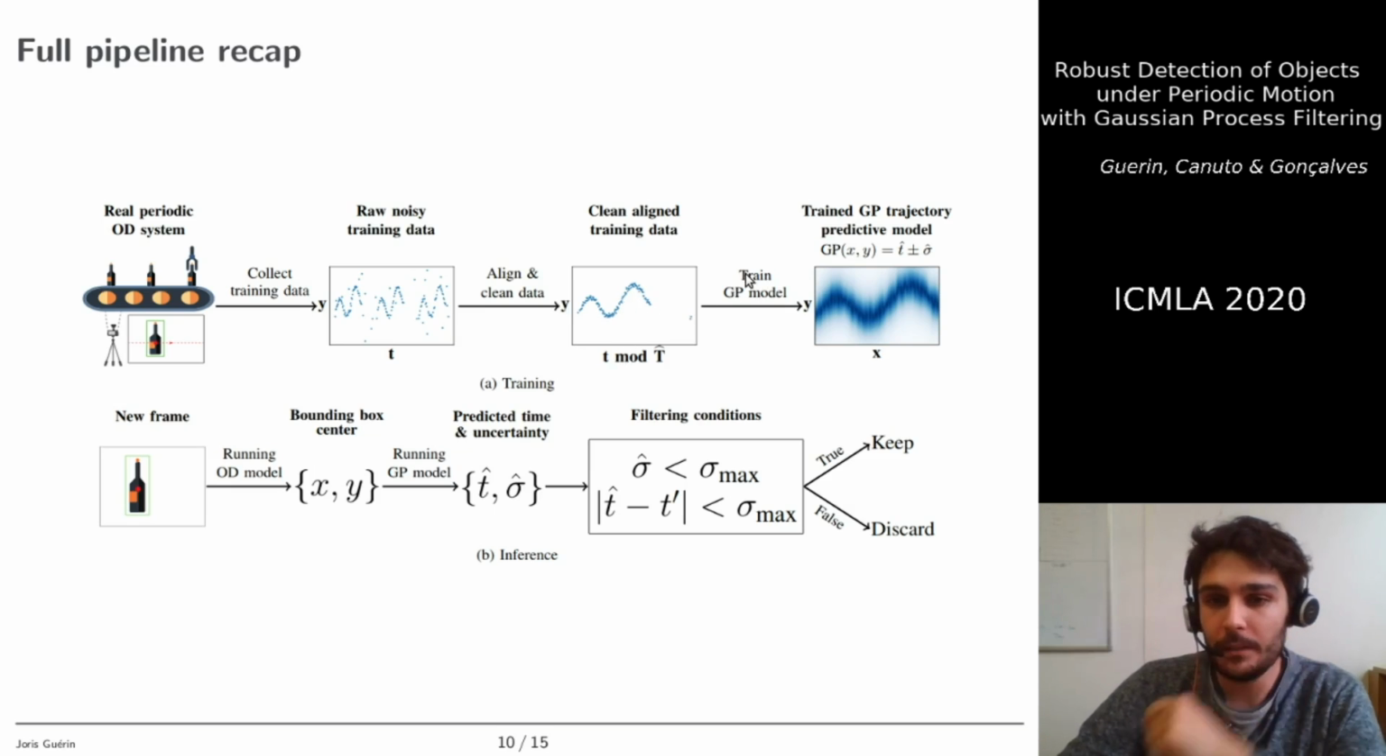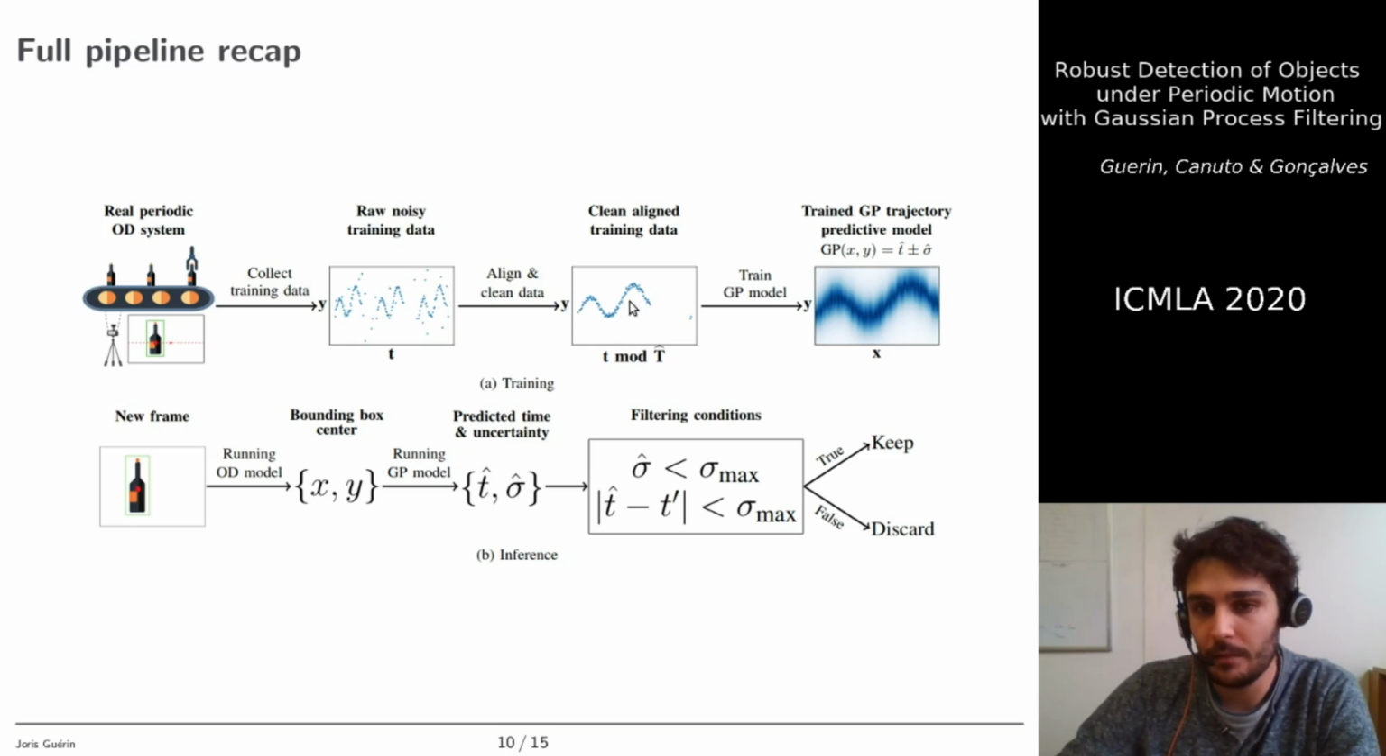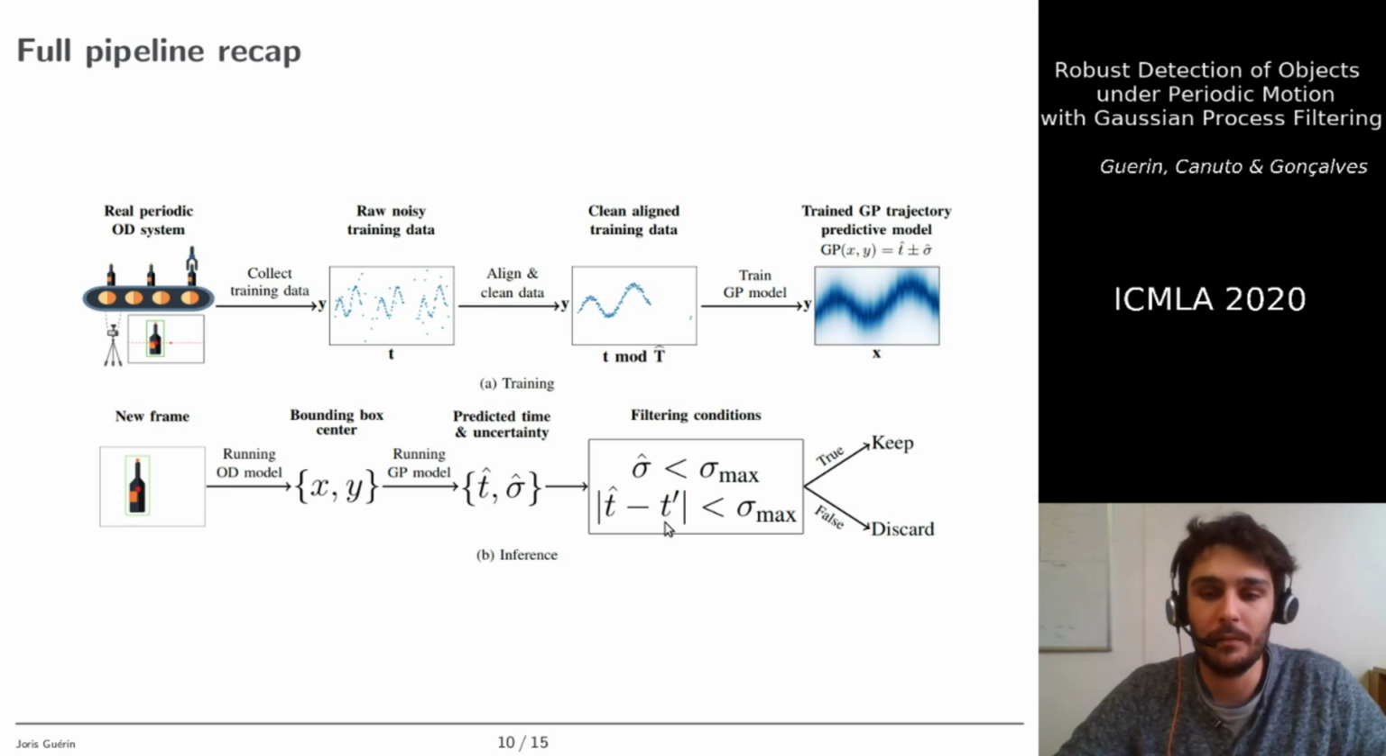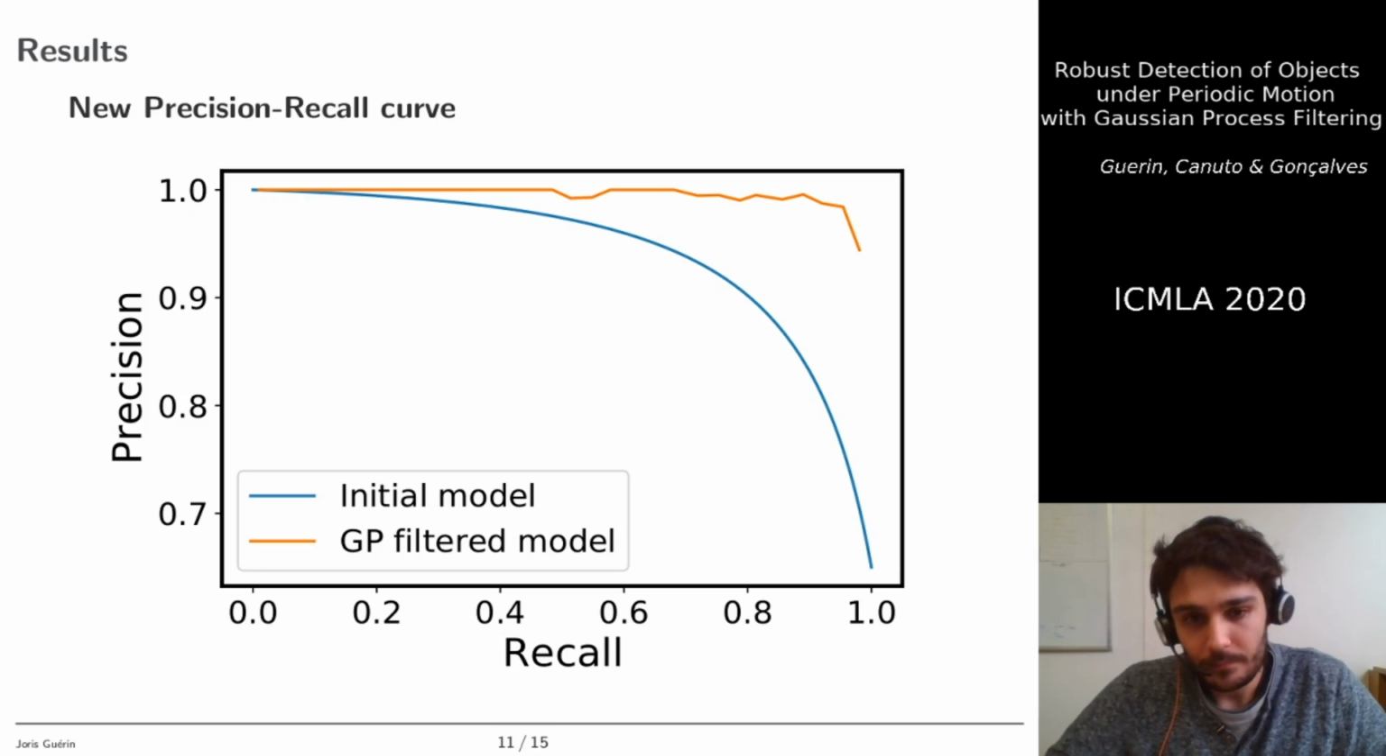And finally, we train a Gaussian process regression model on these points. From this, for each point in the image plane, we can evaluate the time and the uncertainty of the model. So at inference time, when we get a new prediction, we input it to the Gaussian process model and obtain a time estimation and an uncertainty estimation. If the uncertainty is too big, we discard the point. And if the time doesn't correspond to the time of our experiment, we also discard the point. Doing this, we can improve the precision recall curve by a lot.